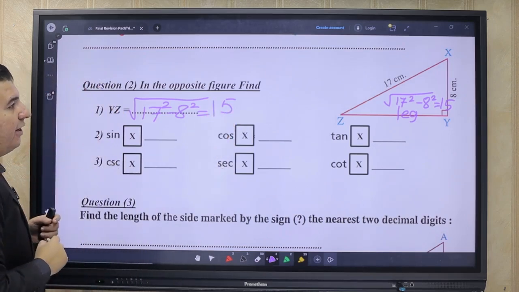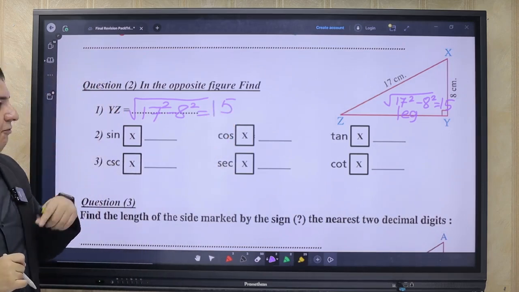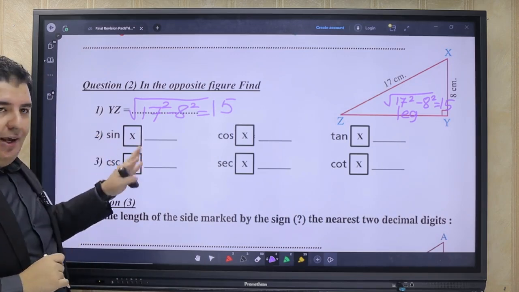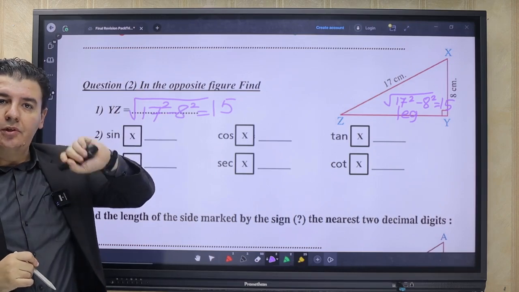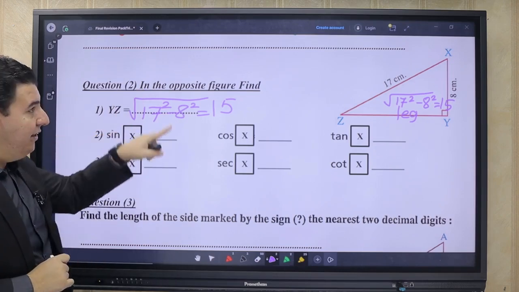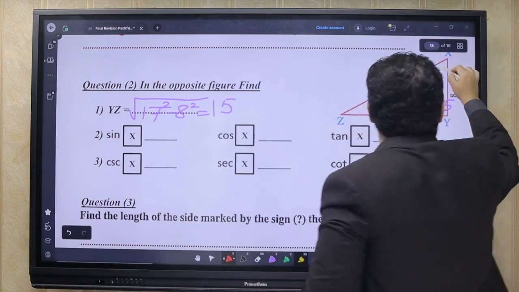How can we find sine x? First, when we find the trigonometric function for any angle, x or y or z, we will circle the angle. Angle x here, this is x.